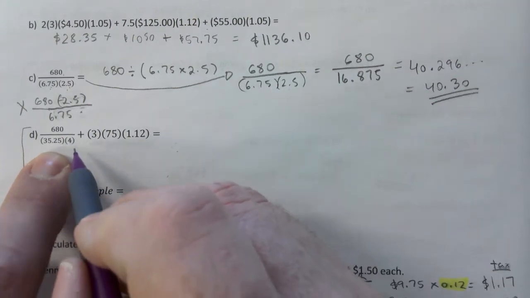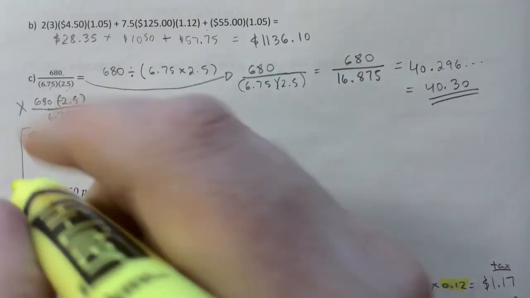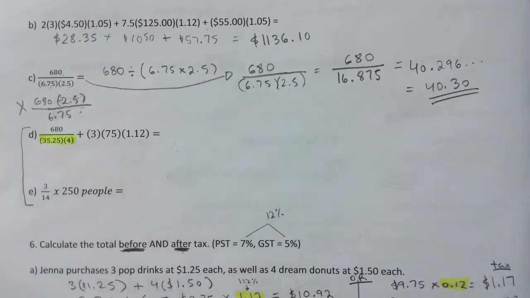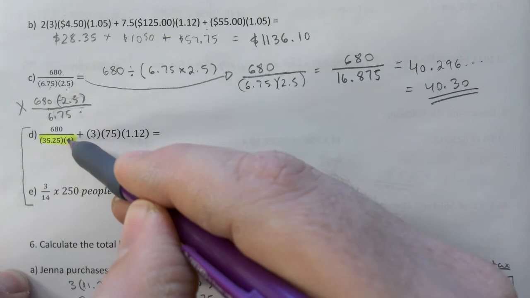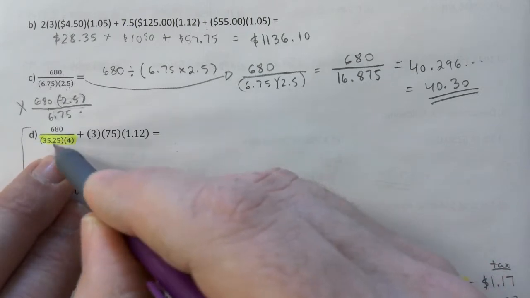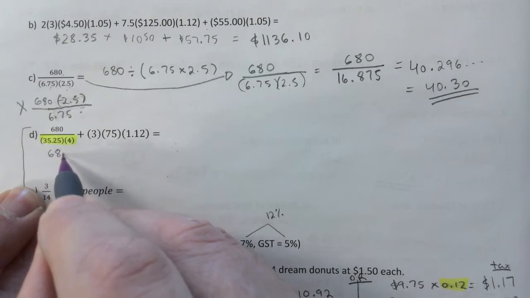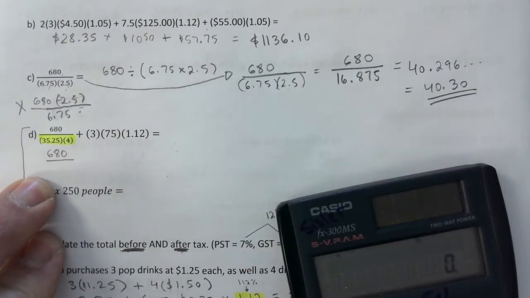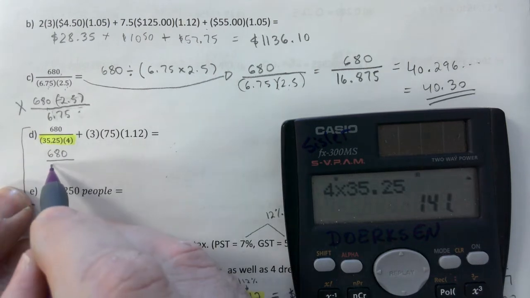So what I'm going to emphasize is that when there is something being multiplied in the denominator, you have to do that first before you go ahead and divide 680 by it. Okay, so this piece right here, I'm going to rewrite it underneath it, and I'm going to go 4 times 35.25.